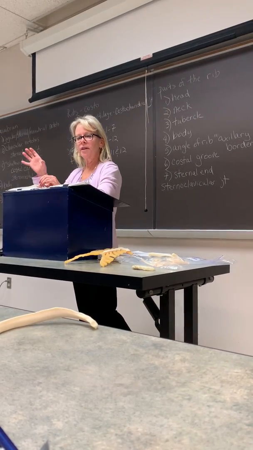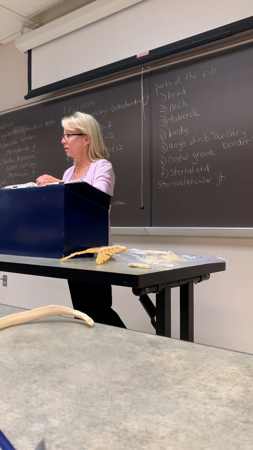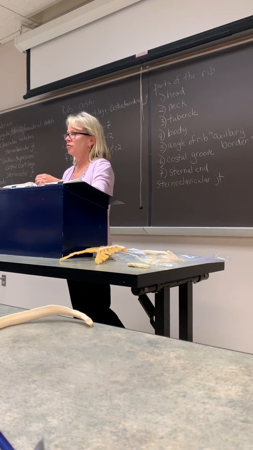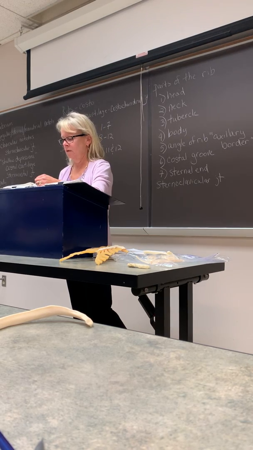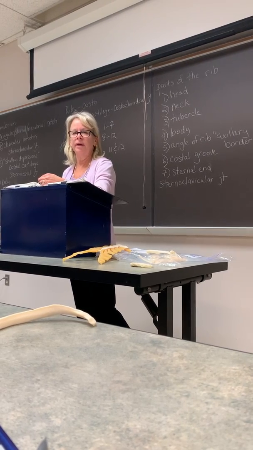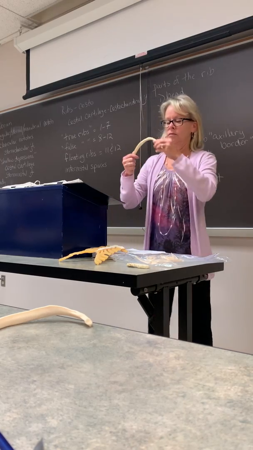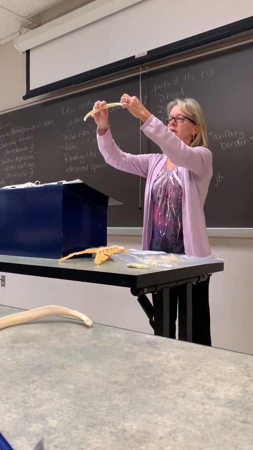Parts of the rib. So I'm going to start at what they call the vertebral end, which is the posterior aspect. So the vertebral end of the rib is known as the posterior aspect. These are all familiar to you guys. The first part is the head of the rib. So it's this part right here.